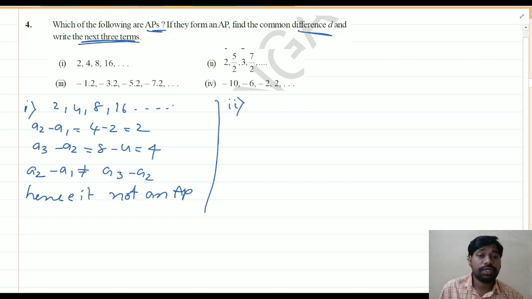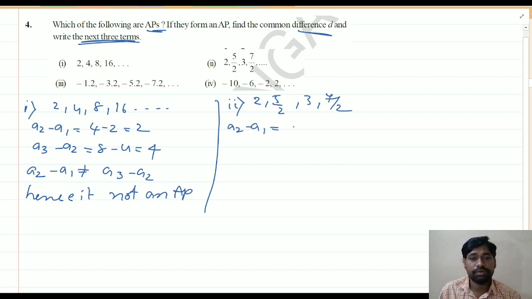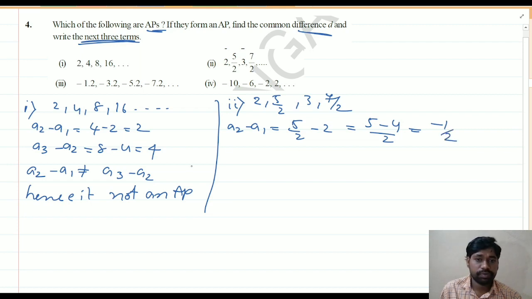So if it is not equal, you can directly come to the conclusion here. Next: 2, 5 by 2, 3, 7 by 2. So A2 minus A1 is 5 by 2 minus 2. See, the LCM anyway will be 2, but do it directly like a mixed fraction. 5 minus 4 by 2. It is 1 by 2.